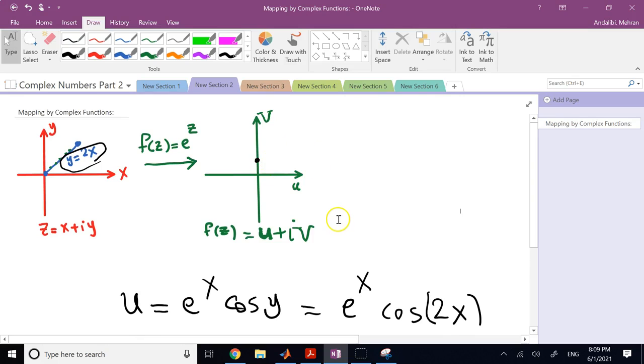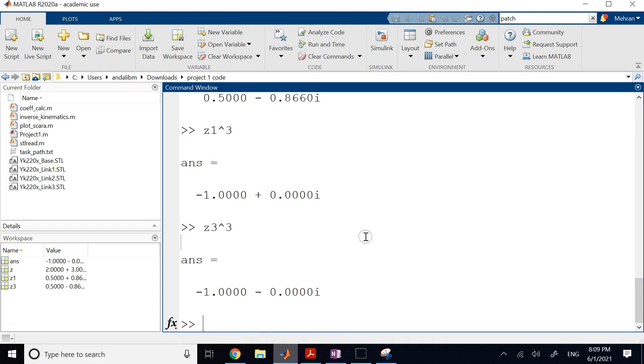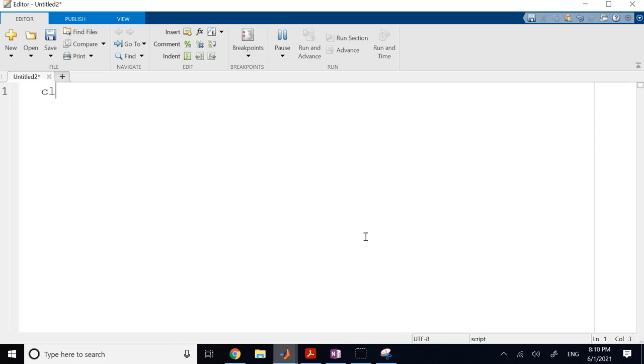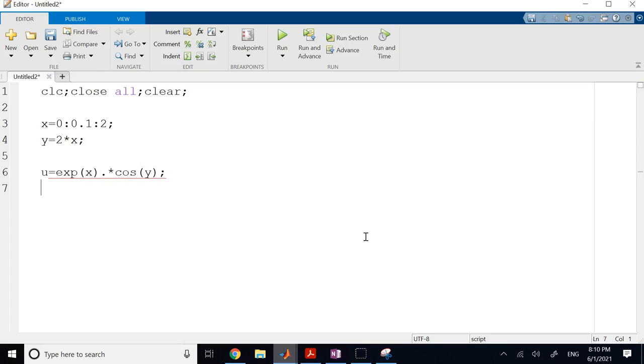Let me show you. In order to do it, I'm going to write a simple MATLAB code for you, and we're going to visualize this. So here, I consider a bunch of points in the xy plane where x is equal to, let's say, 0 to 2 with increment of 0.1, and y equals 2 times x. Now my function u is equal to exponential of x times cosine of y, and my function v is going to be exponential of x times sine of y. Okay, and now I'm going to plot v versus u.